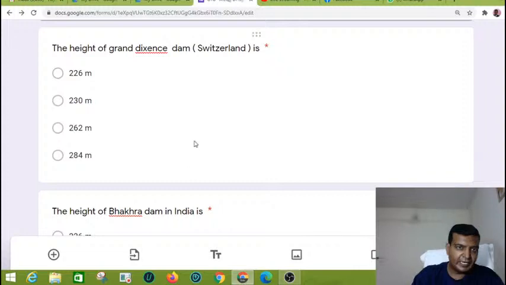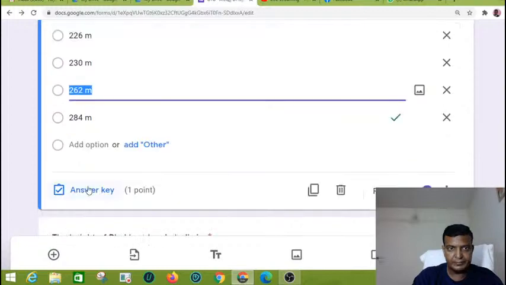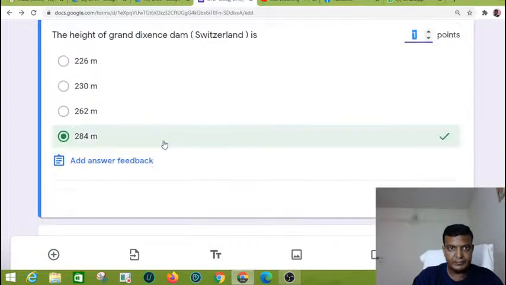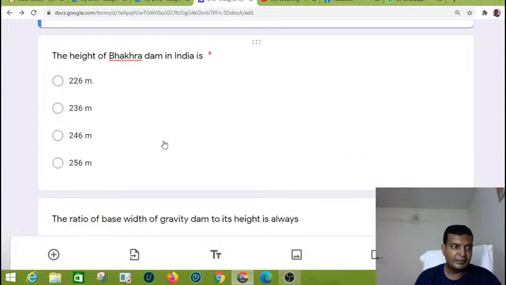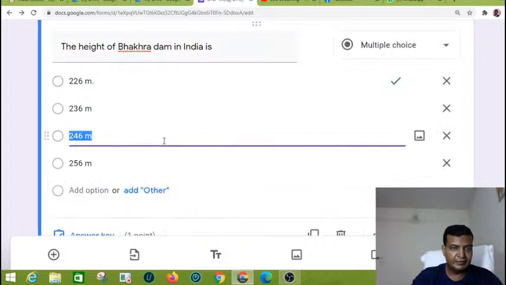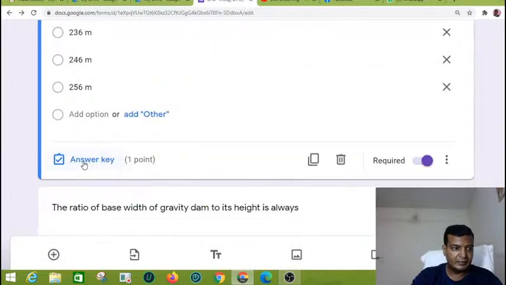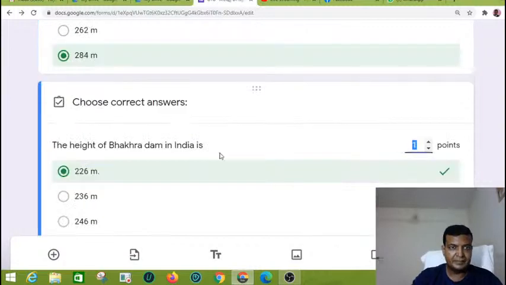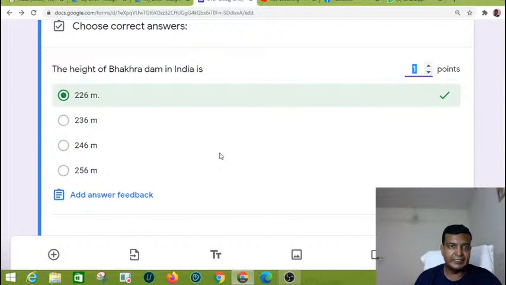The height of the Grand Dixence Dam is 284 meter. Height of Bhakra Dam is 226, 36, 46, 56. It must be 226 meter. So let you check. It is 226 meter.